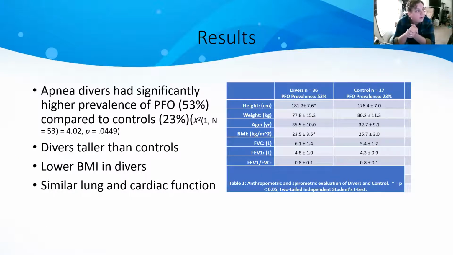What we found is that apneic divers had a significantly higher prevalence of PFO. Roughly half of the diver subjects had a PFO, compared to our control subjects, where it was around a quarter. We also found that divers were taller than controls and had a lower BMI. However, outside of that, the lung function between our divers and our controls was very similar, as was cardiac function and structure.